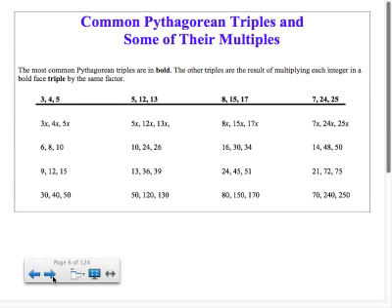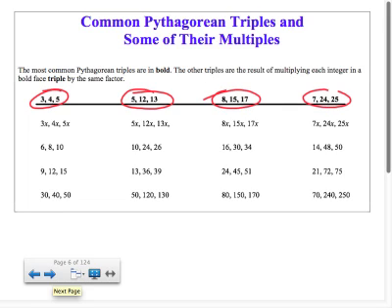Okay, common Pythagorean triples. All a Pythagorean triple is, they are values that work when you plug them into the Pythagorean theorem. In other words, 3 squared plus 4 squared equals 5 squared. 5 squared plus 12 squared equals 13 squared. 8 squared plus 15 squared equals 17 squared. 7 squared plus 24 squared equals 25 squared.